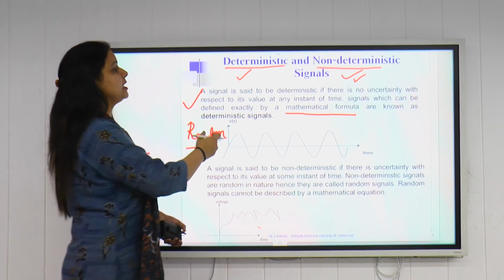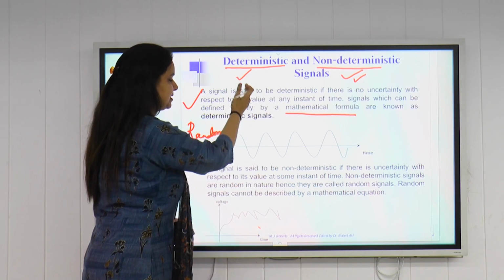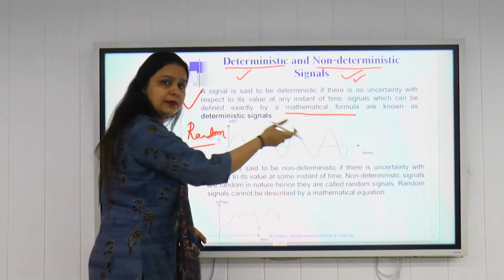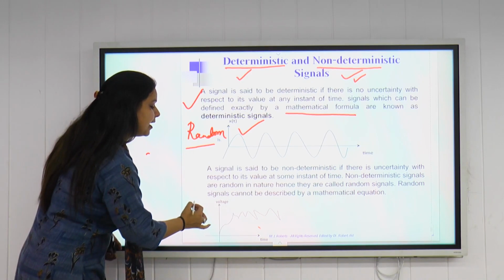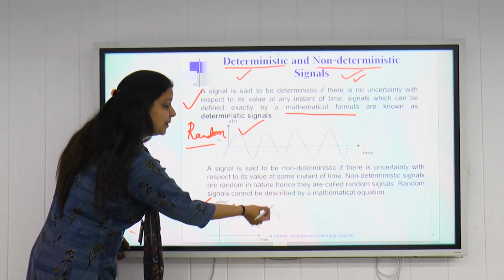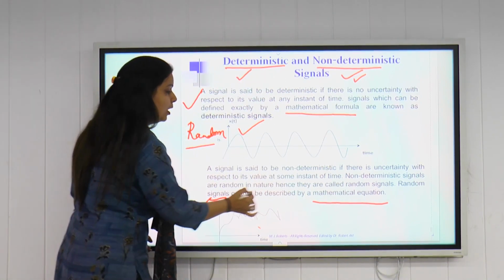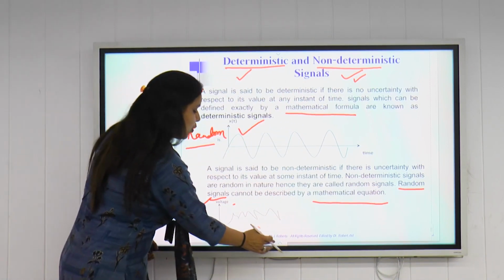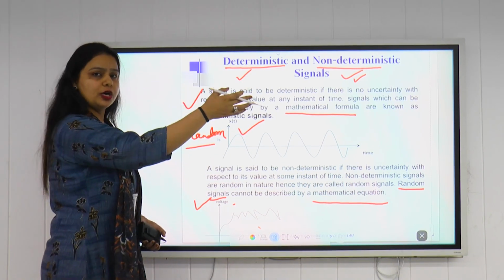So then sometimes they ask for the deterministic and the random signals. So this is basically the description. This is a sine wave. Its mathematical formula can be described. So it's a type of deterministic signal. And any random signal whose value is random, whose formula cannot be described by a mathematical equation, these are known as random signals or non-deterministic signals. Right? So this was the periodic, non-periodic, deterministic, non-deterministic.